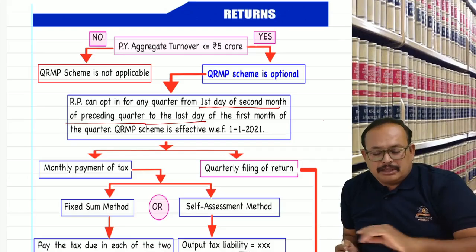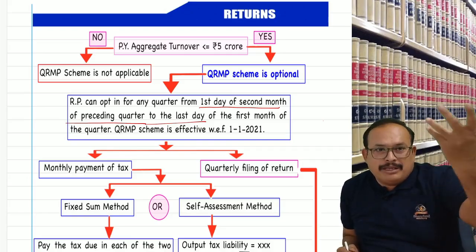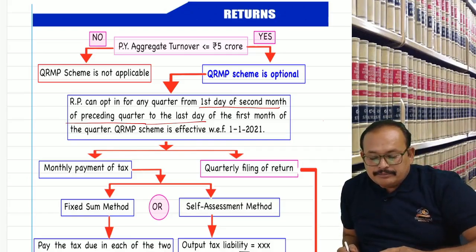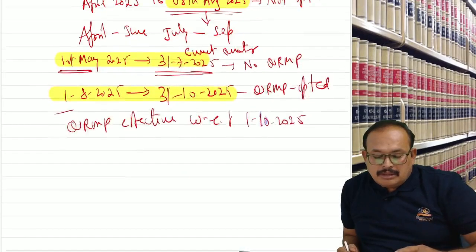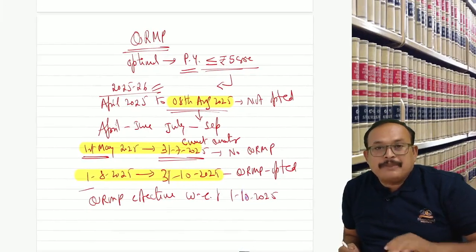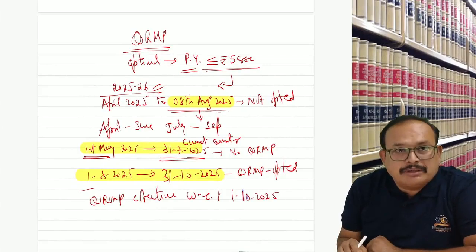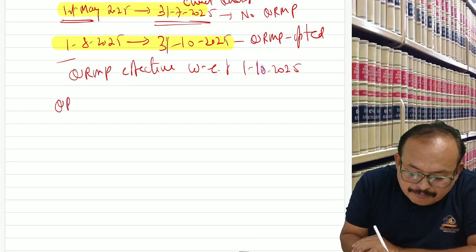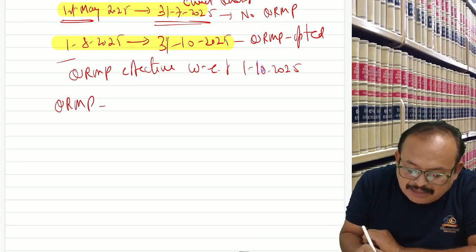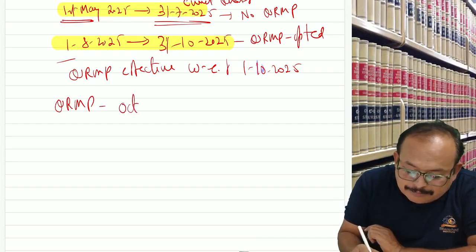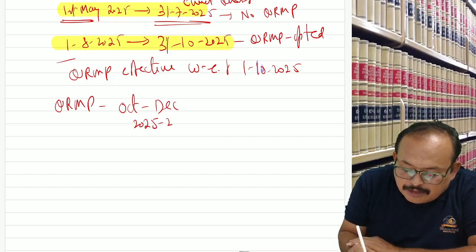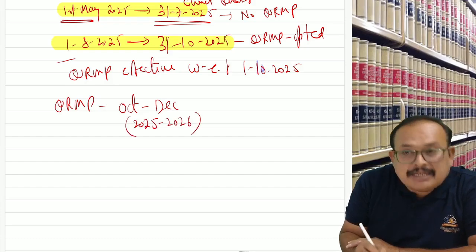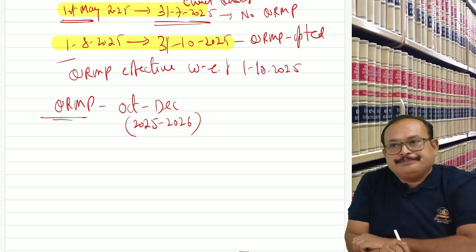Now please come back. I opted, sir, QRMP. I'm going back to my explanation because I'm very happy with this explanation. Correct? Now, with effect from 1st October. Which quarter am I in QRMP? QRMP for October to December, the third quarter in the year 25-26. Correct, sir? Is QRMP effective?